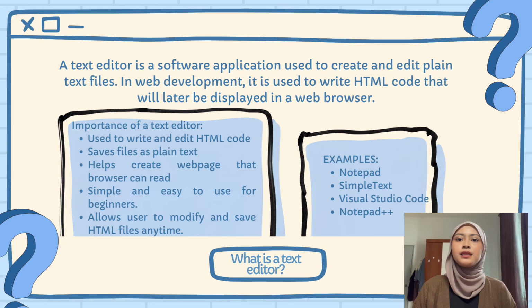A text editor is a software application used to create and edit plain text files. In web development, it is used to write HTML code that will later be displayed in a web browser. Importance of a text editor: it is used to write and edit HTML code, saves files as plain text, helps create web pages that browsers can read, is simple and easy to use for beginners, and allows users to modify and save HTML files anytime. Examples of text editors are Notepad, Simple Text, Visual Studio Code, and Notepad++.